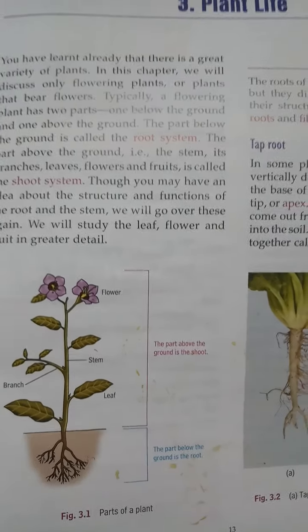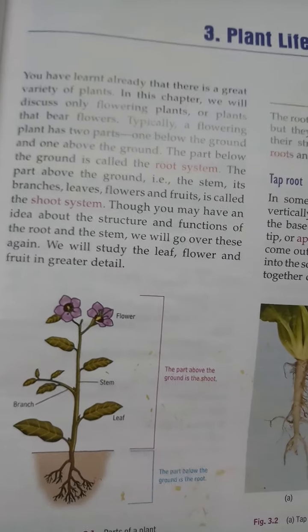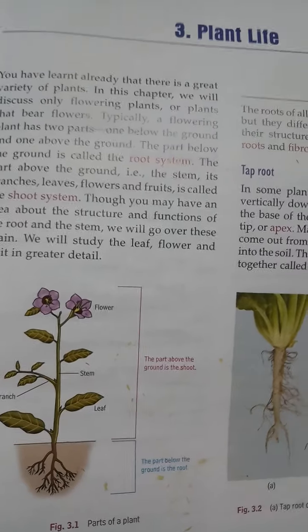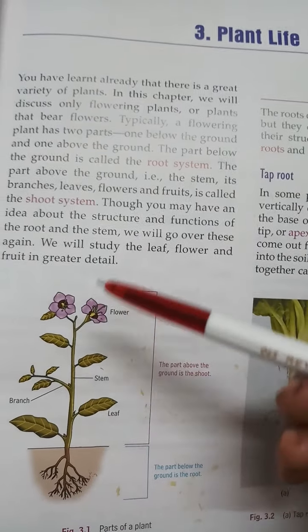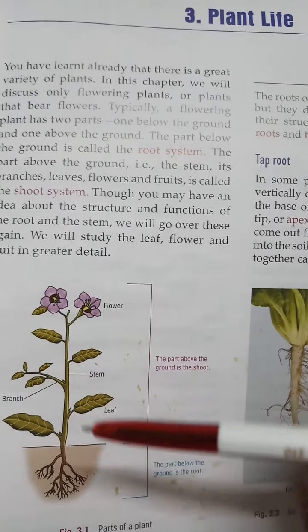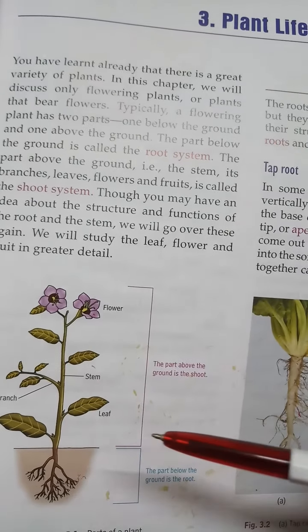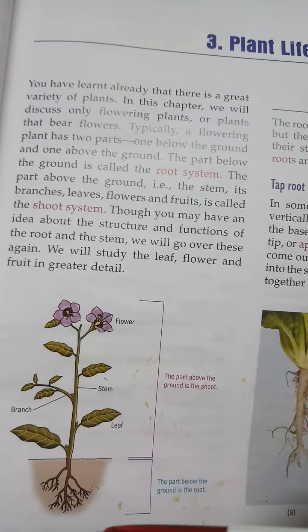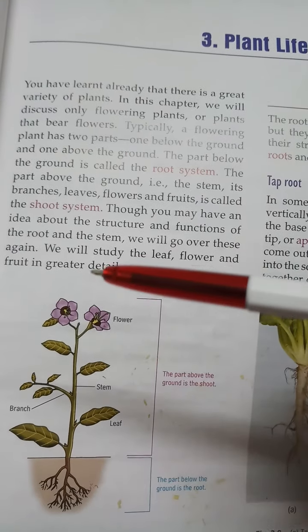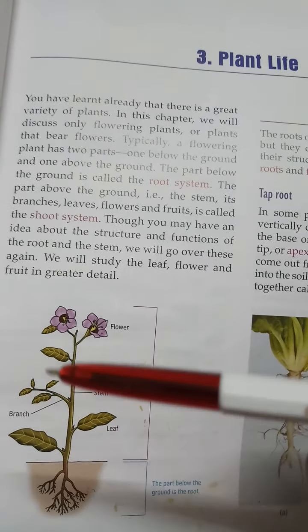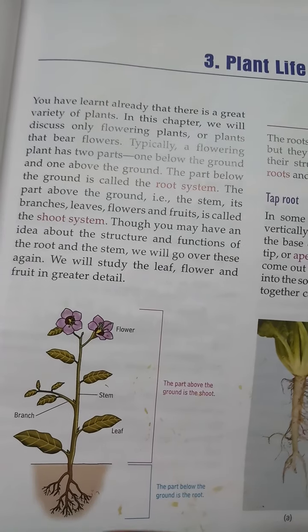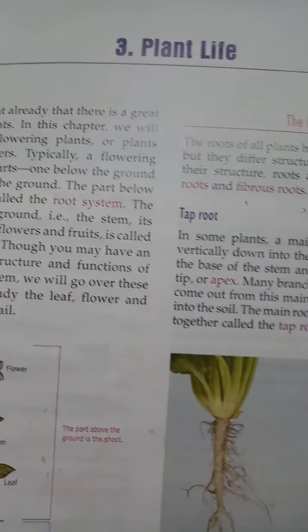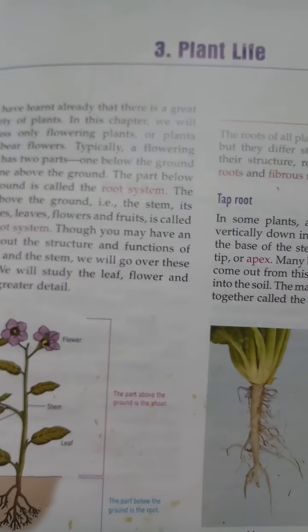We are all familiar with plants. The plants have many parts like the flower, leaf, stem, root, etc. We can divide the whole plant into two major parts, that are the root system and shoot system. The part above the soil is known as the shoot, and the part below the soil is known as the root.